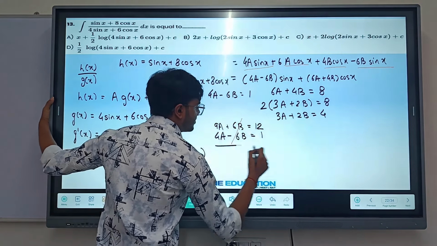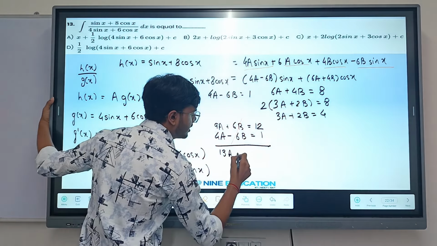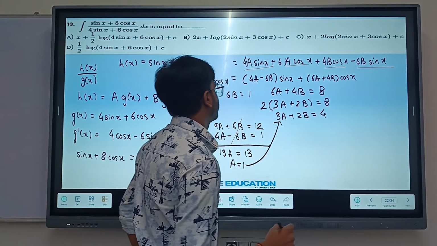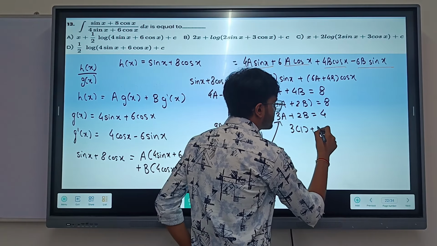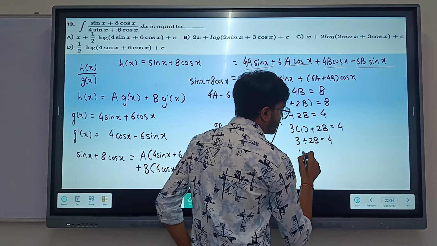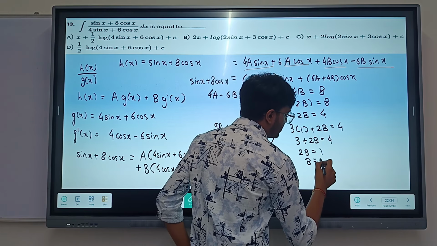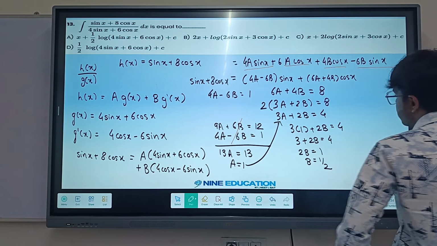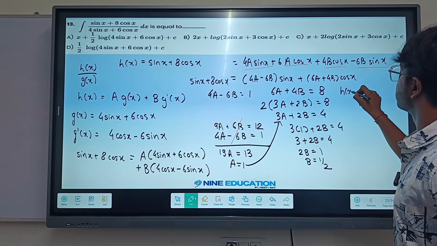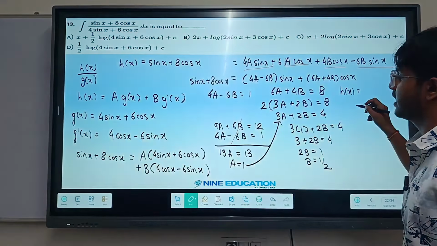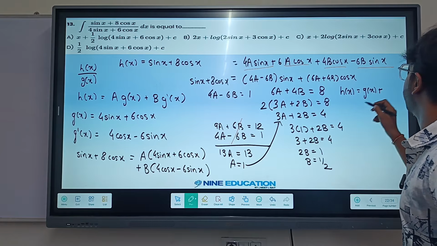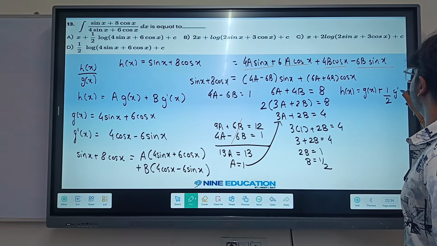Add both of them, plus 6b minus 6b cancel. 13a equal to 12 plus 1, 13. So a value is 1. Substitute a value 1 here. What will I get? 3 into 1 plus 2b equal to 4. So 3 plus 2b is 4. 2b is 1. So b value is 1 by 2. So basically what are we getting here? What we are getting is h of x is equal to a g of x. A here is 1. So g of x plus b g dash x, so 1 by 2 g dash x.